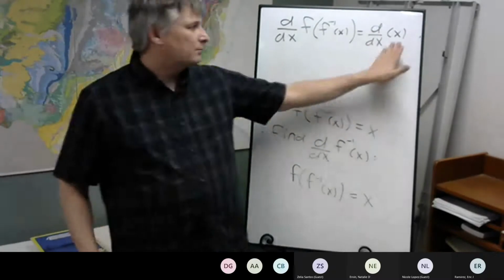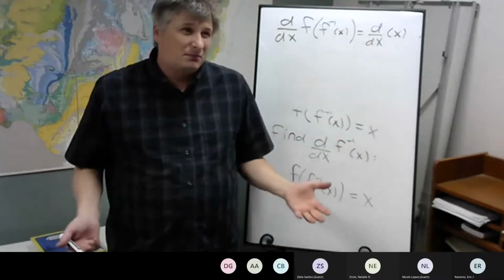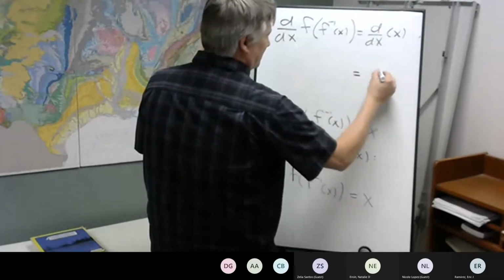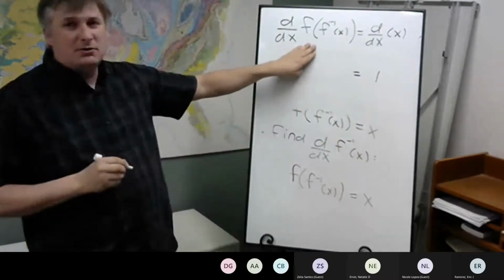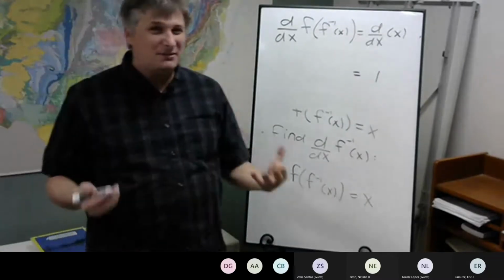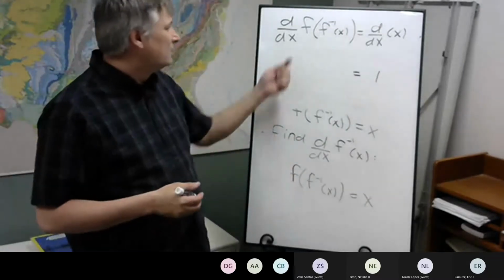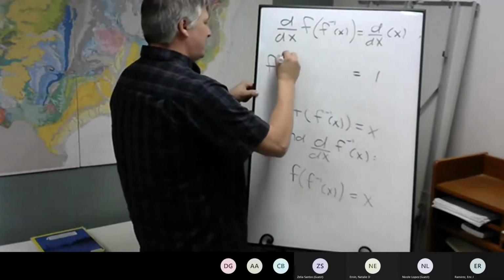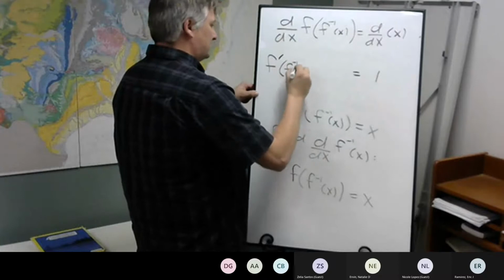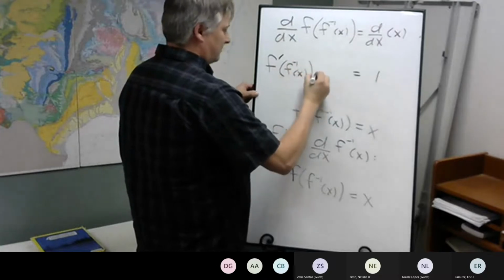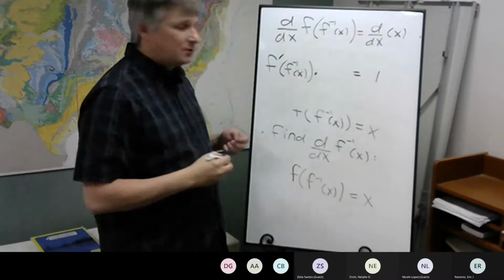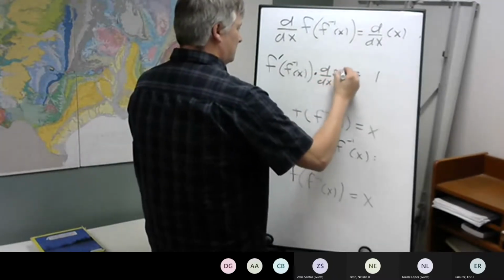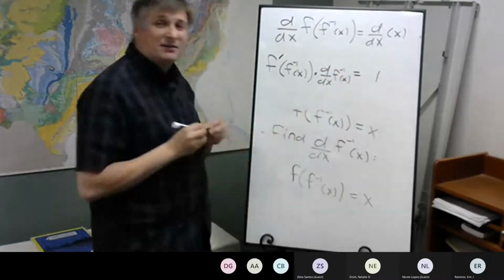Now, if we take the derivative of the right side, the derivative of x with respect to x is just 1. But on this side, we've got to do the chain rule. So the chain rule is, we're going to use that outside-inside rule. We'll take the derivative of the outside function, leaving the inside function alone as long as it's on the inside. And then we're going to multiply by the derivative of that inside function.